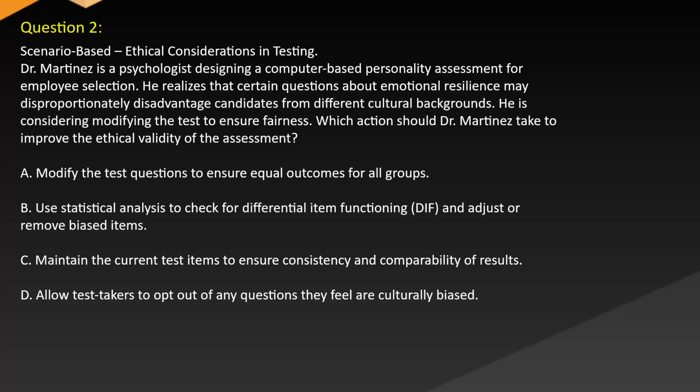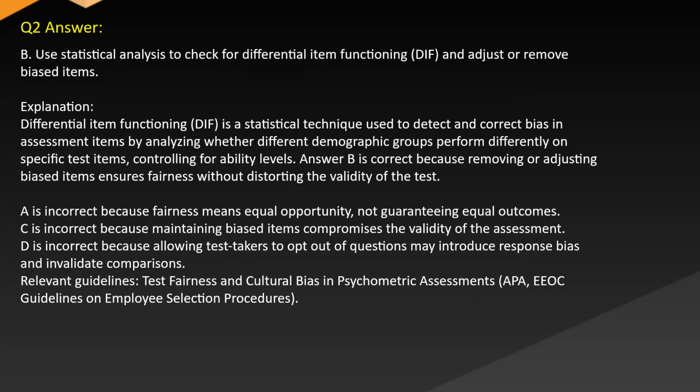A. Modify the test questions to ensure equal outcomes for all groups. B. Use statistical analysis to check for differential item functioning, DIF, and adjust or remove biased items. C. Maintain the current test items to ensure consistency and comparability of results. D. Allow test takers to opt out of any questions they feel are culturally biased. Answer. B. Use statistical analysis to check for differential item functioning, DIF, and adjust or remove biased items.